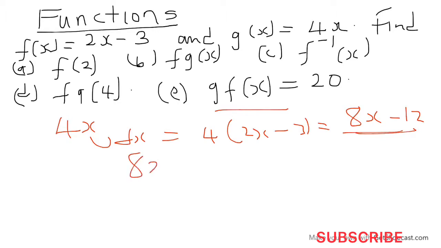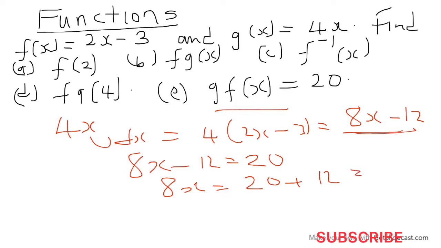Now they're saying this same g of f is equal to 20. Hence, you are finding the value of x. So this will give you 20 plus 12. That will give you 32. So I'm saying 8x is equal to 32, over 8, over 8. Hence x will be equal to 4.